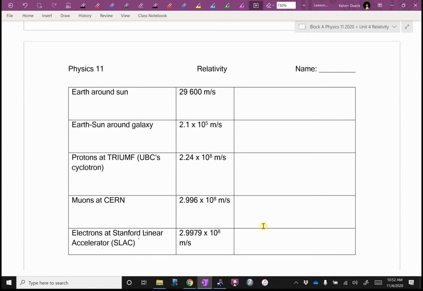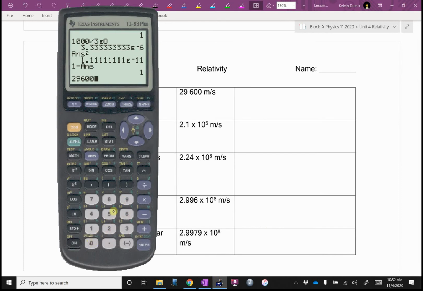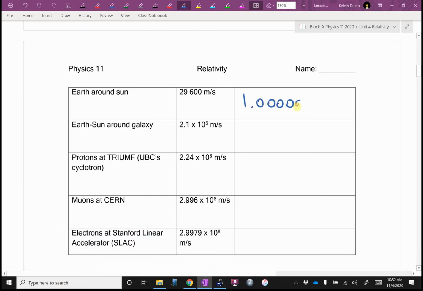Let's try that speed. So 29,600 divided by 3 scientific notation 8, squared. Ooh, what? Are we getting something? 1 minus answer. Square root of that, right? And then 1 divided by that answer. For every second that passes for us, how many seconds pass for the sun? 1, 2, 3, 4, 5, 6, 7, 8 zeros, and a 5.